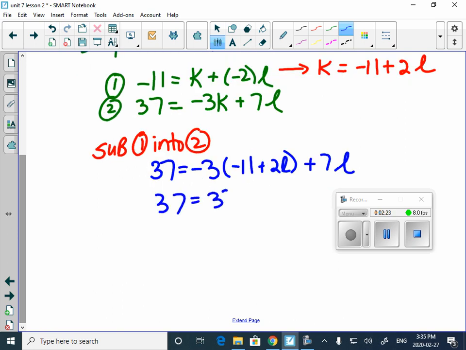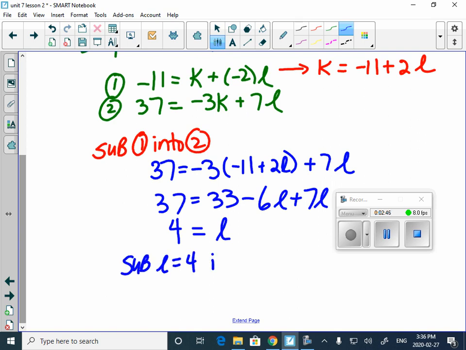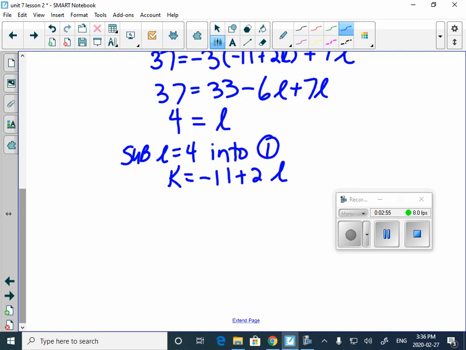37 equals 33 minus 6l plus 7l. So I'm going to subtract 33 from both sides, 4, and put my l's together. I have 1l equals 4. So if l equals 4, then I'm going to substitute l equals 4 into equation 1 since I've already got k isolated. K equals negative 11 plus 2 times l, which would be negative 11 plus 2 times 4, which would be negative 3.